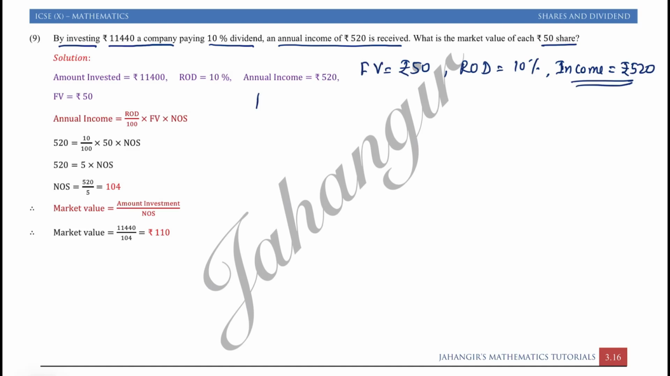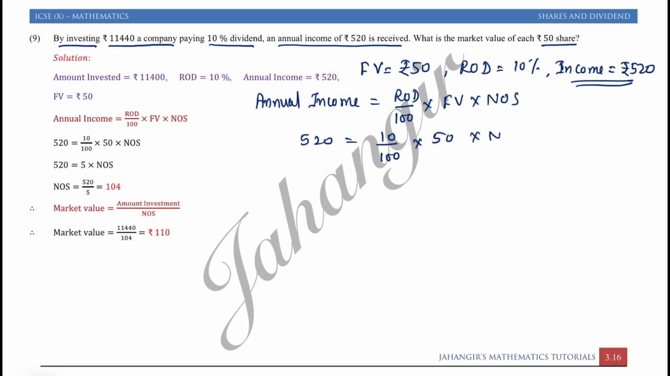So here I can write annual income formula again. Annual income is equal to ROD upon 100 into face value into number of shares. So income 520 is equal to ROD is 10% upon 100 into face value is 50 into number of shares. So cancelling, therefore number of shares is equal to 520 upon 5, that is equal to 104. A man has 104 shares.